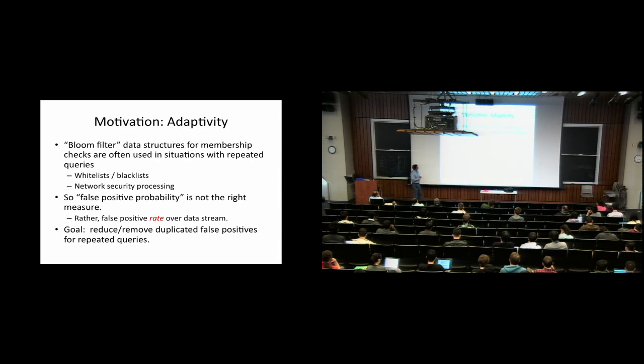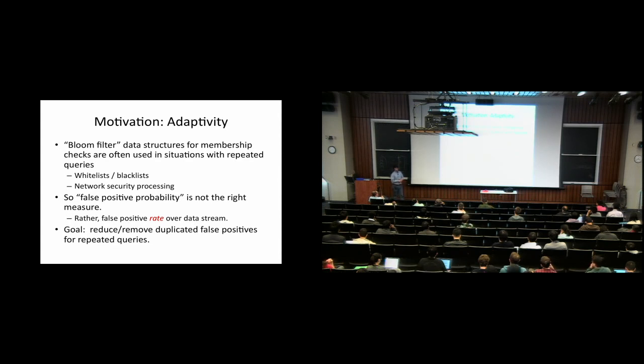So some recent work we've done says, okay, now that you have the Cuckoo filter, or in general for Bloom filter data structures, it would be nice if they were adaptive. Okay, and what do we mean by adaptive here?